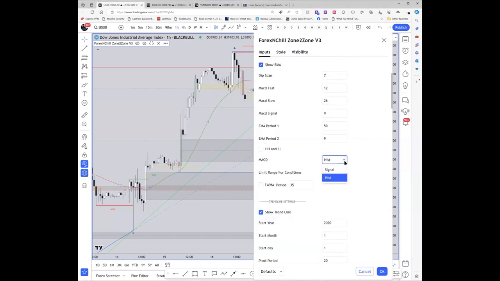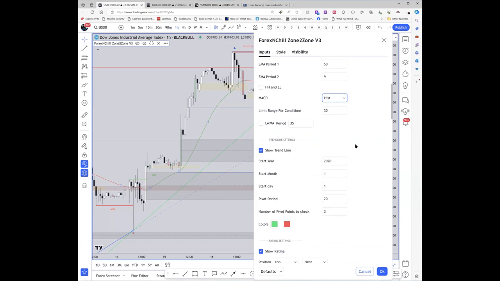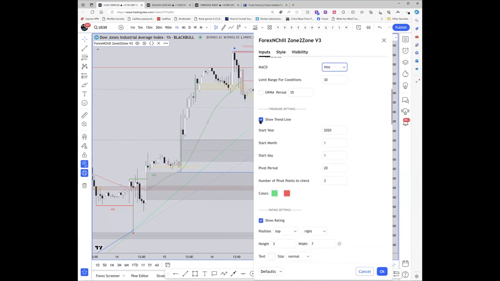You can use MACD signal or histogram. I use the histogram because there's less false breakouts. Show trend line, self-explanatory. Turn it on and off, and it will show or not show the current trend. Okay.